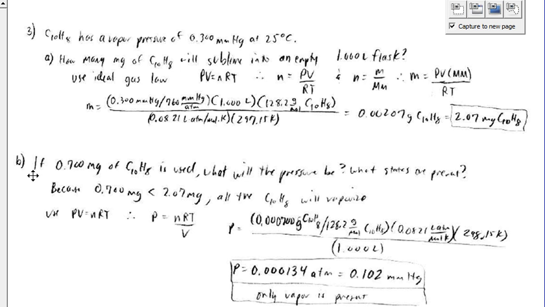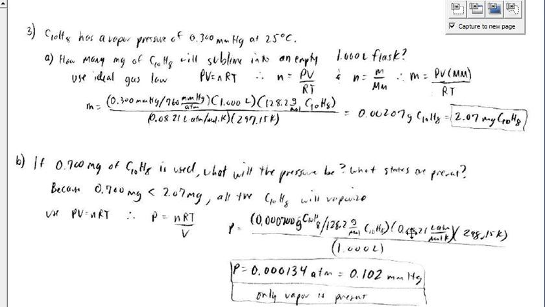For part B, you're dealing with a specific sample now, a 0.7 milligram sample of this substance C10H8. You want to know what the pressure will be and what states of matter will be present. Since you just figured out the maximum amount that can sublime, you compare 0.7 to 2.07, and you see that since 0.7 is less than 2.07, all of it should vaporize. If all of it vaporizes, you can figure out what the pressure will be using the ideal gas law, and you plug in for pressure.